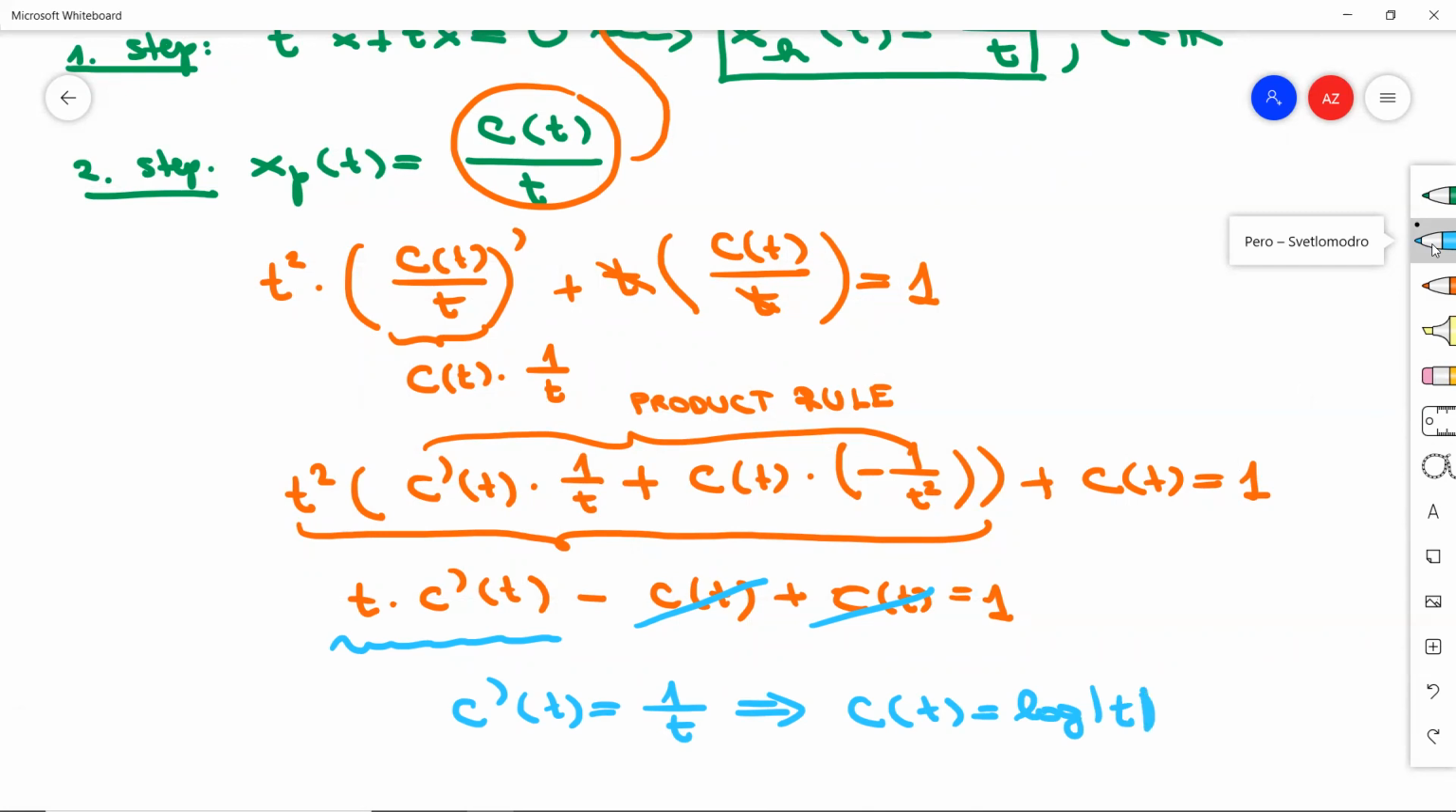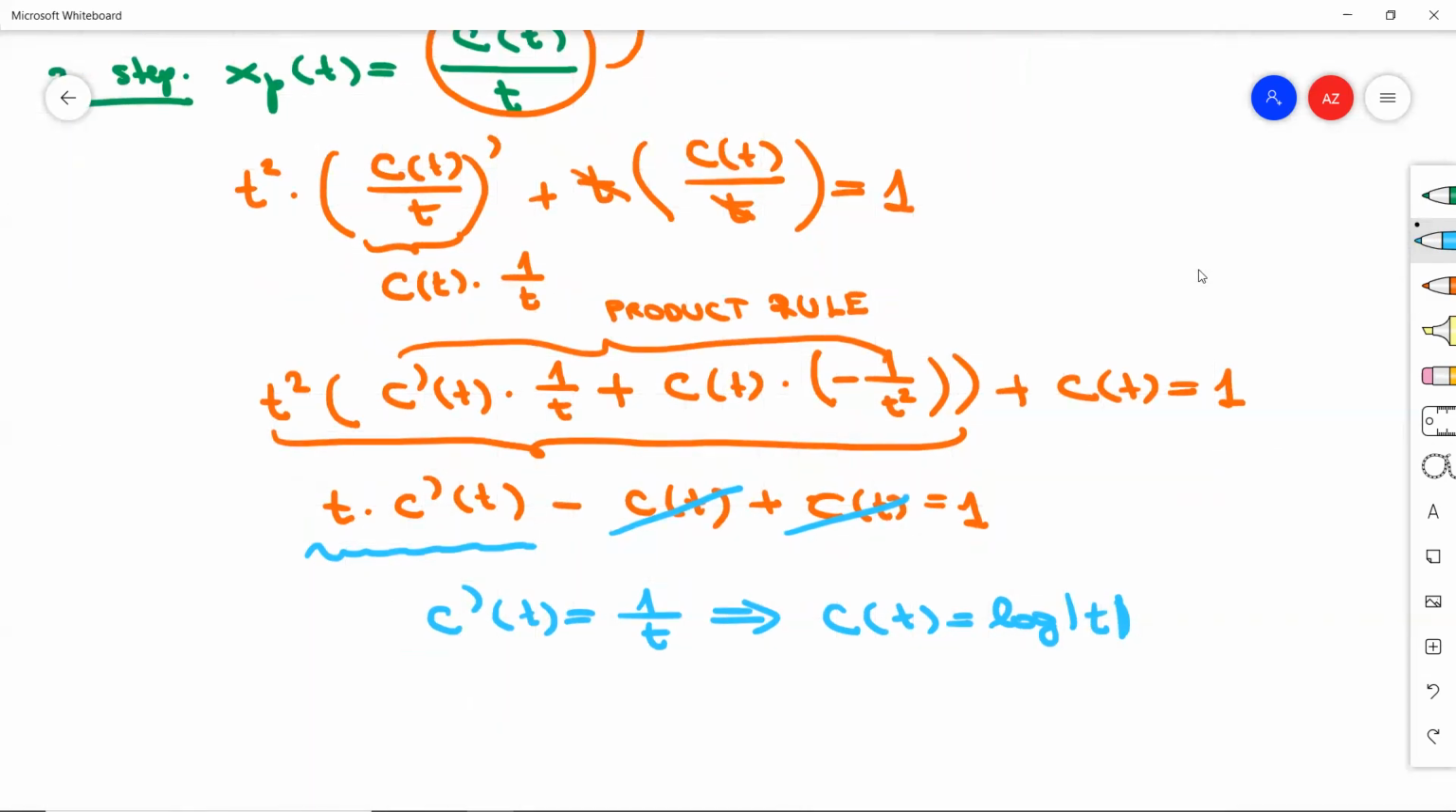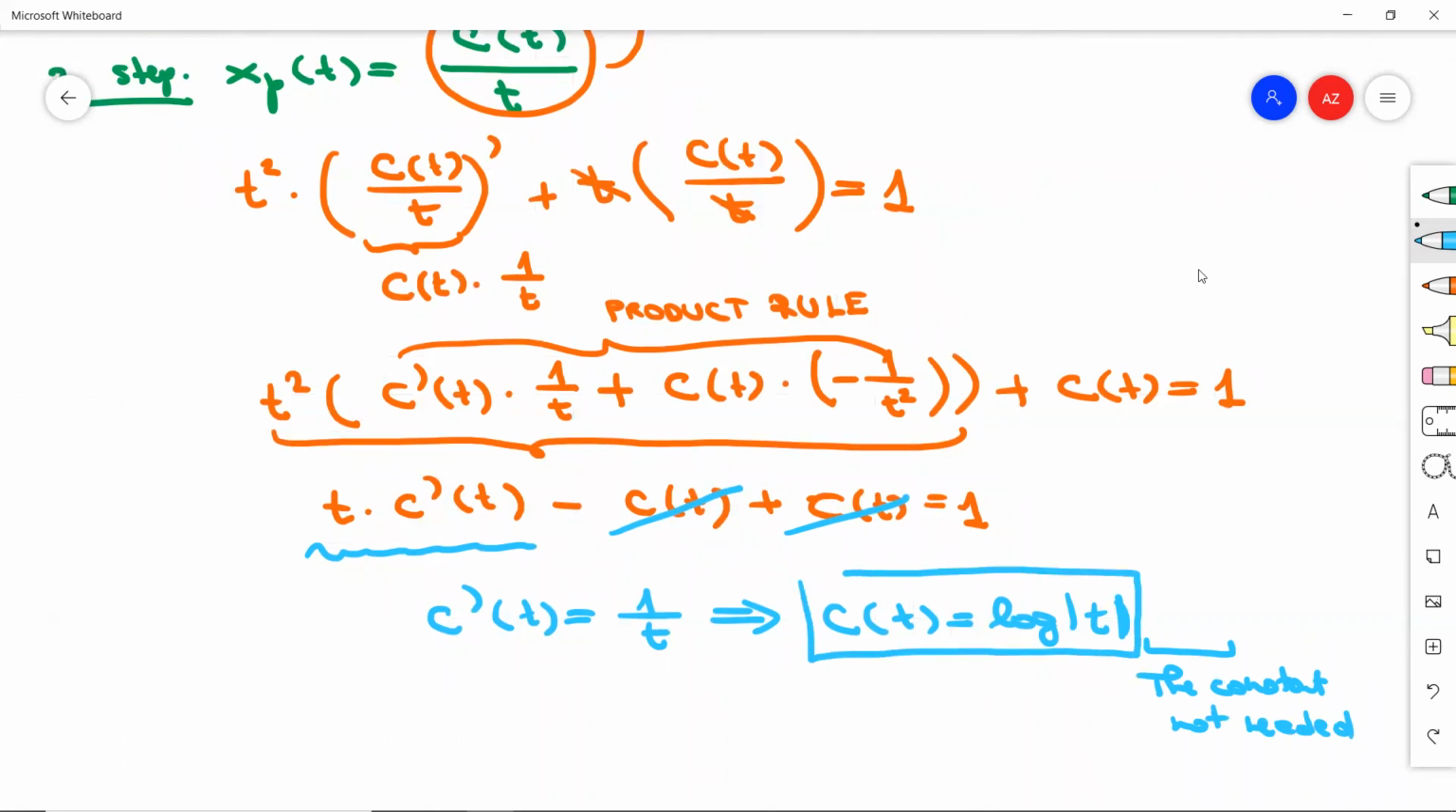And in fact, I don't really need the constant because I'm only searching for a particular solution. I need only one particular solution. So here I don't need a constant. I can always take this constant to be 0. So this is my particular solution.